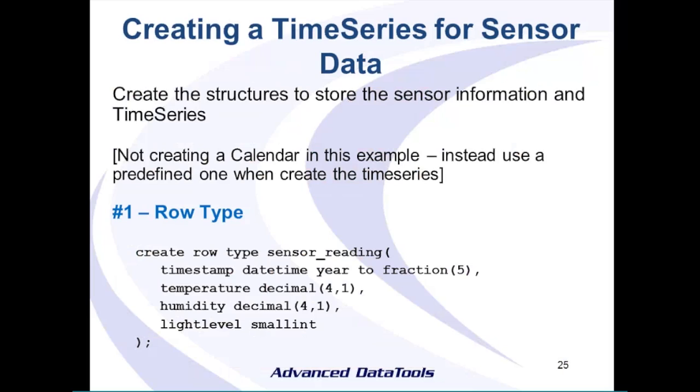So first of all, I'm creating a row type. In my row type, I've got the timestamp, and I always need that. That's followed by the data values that I actually want to store. So I've got a temperature, a humidity, and a light level. In this example, that's all I'm storing.